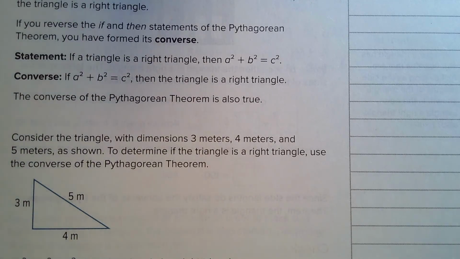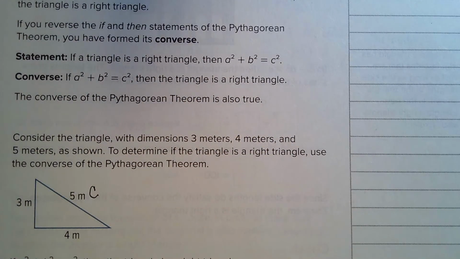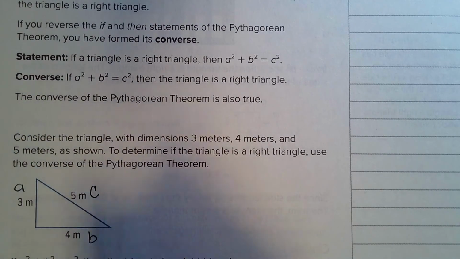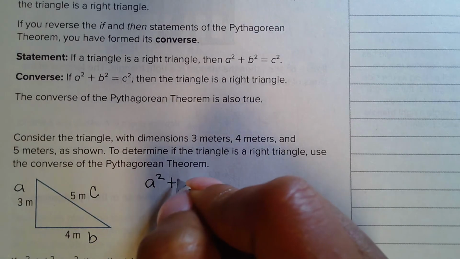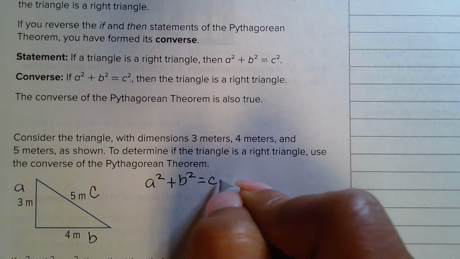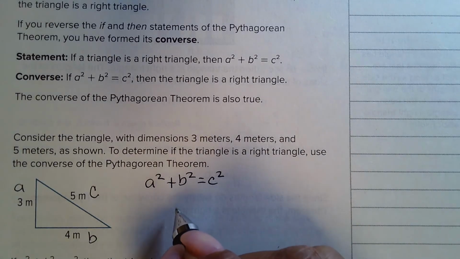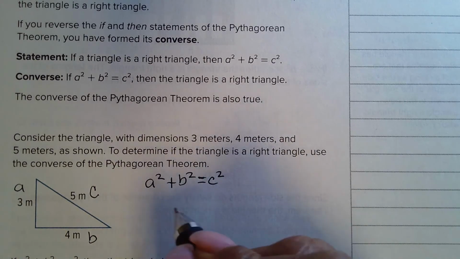All right, so I know that C has to be my side that's labeled 5 meters because C has to be my largest side if this is going to be a true statement. So I'm going to label the other two sides A and B. Again, remember that you're using the Pythagorean theorem, which says A squared plus B squared must equal C squared. Well, in this case, because we're trying to decide if it's a right triangle, once I substitute, I'm going to use a question mark over my equal sign, and I'll show you what that looks like.